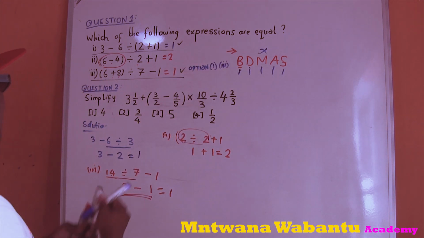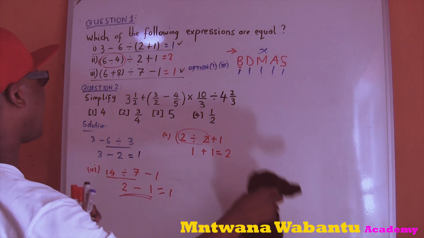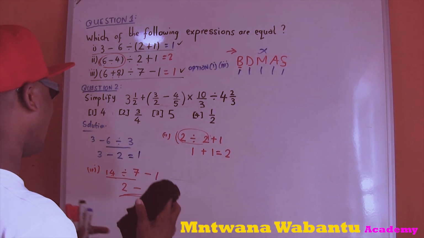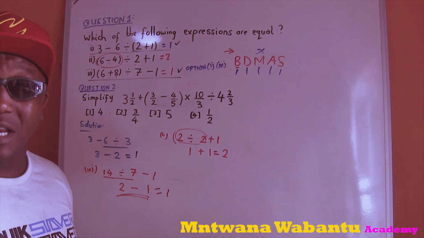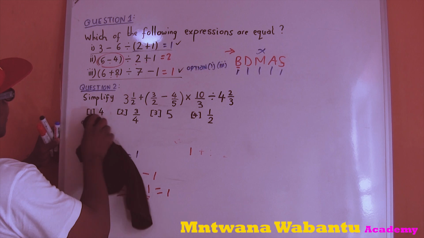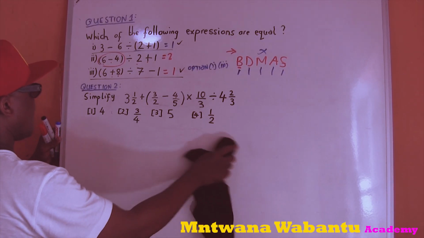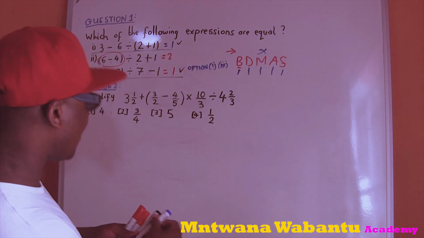So now I'll go for question number 2. Simplify. We can use the same approach, because we have a lot of multiplication, division, whatever. So now I'm going to erase this because I don't think we need that. So question 2. Okay, question 2 is very, very easy.